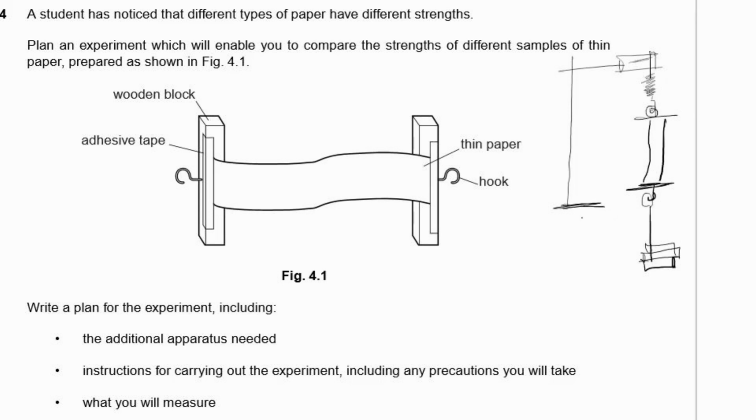And this would probably mean that we'd have to do it at the edge of a table because we'd run out of space. There we are, so this would be the bench. There we go. And what we'd be doing is just adding weights to it until the paper breaks and this falls down. So we're going to want to put something under here, soft mat or something, to catch the weights as they fall.